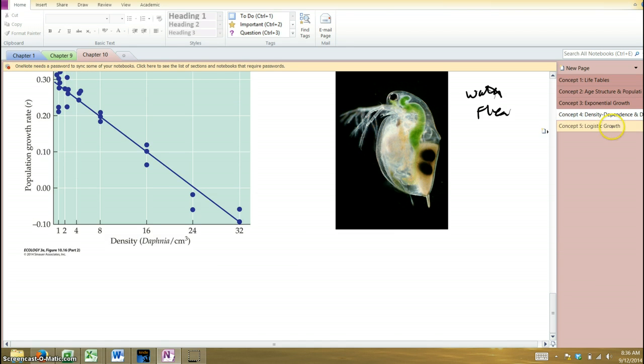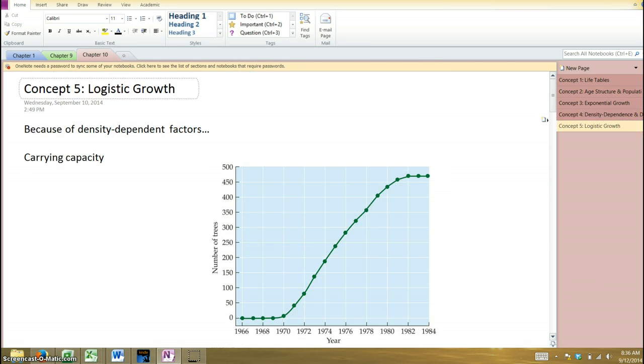All right, let's start logistic growth, see if we finish it on this video. Okay, so because we have these factors, in particular these density-dependent factors that limit the size of a population, populations have what we call a carrying capacity, or a limit to the size of a population. All right, and so population might start out relatively small. It can go through a period of rapid growth, perhaps exponential growth, but you ultimately reach the carrying capacity and that population levels off.